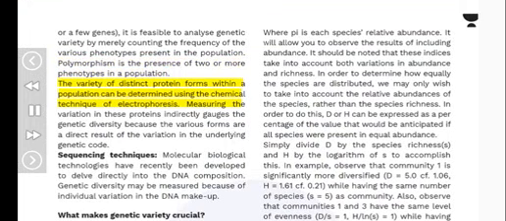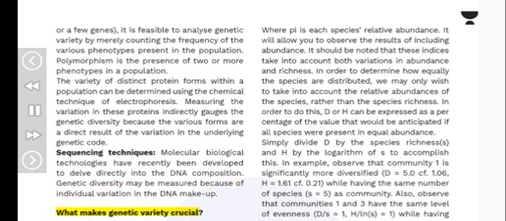A variety of distinct protein forms within a population can be determined using the chemical technique of electrophoresis. Measuring the variation in these proteins indirectly gauges the genetic diversity because the various forms are a direct result of the variation in the underlying genetic code. Sequencing techniques. Molecular biological technologies have recently been developed to delve directly into the DNA composition. Genetic diversity may be measured because of individual variation in the DNA makeup.